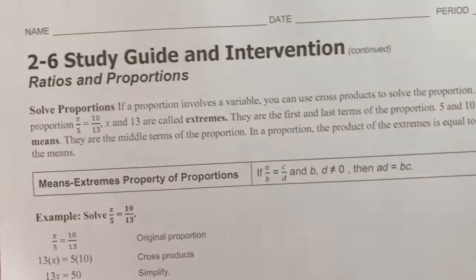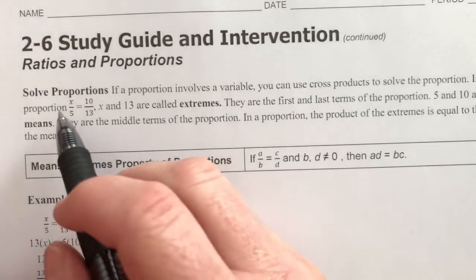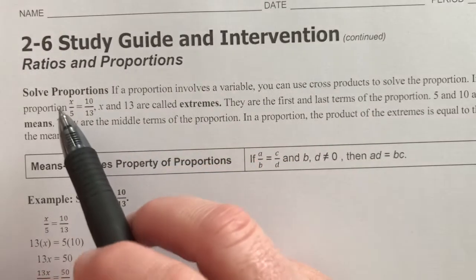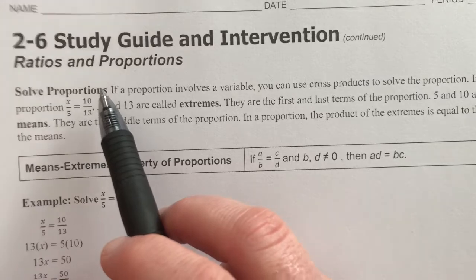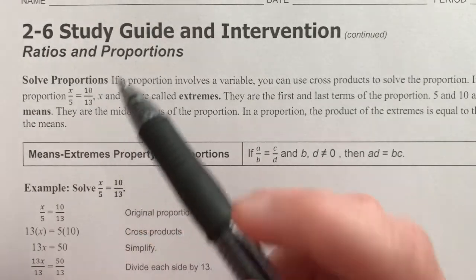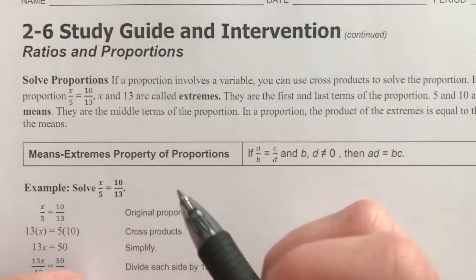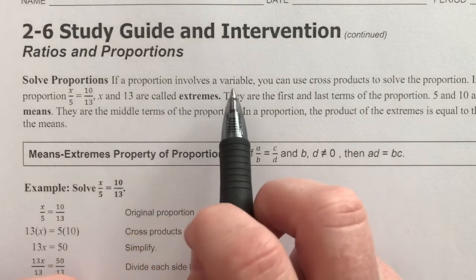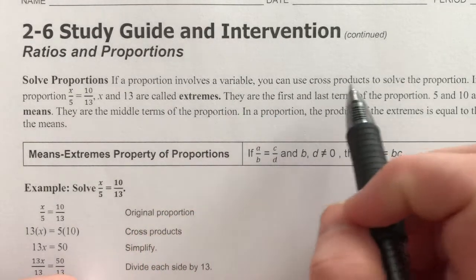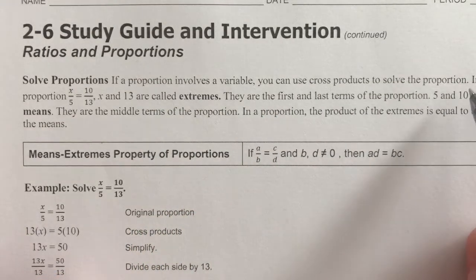Back up a little bit. 2-6 study guide and intervention, more ratios and proportions. Now we're going to use them. Now we're going to figure out how to solve a proportion. It's very, very easy. We're going to use cross products again. If a proportion involves a variable, you can use cross products to solve the proportion.